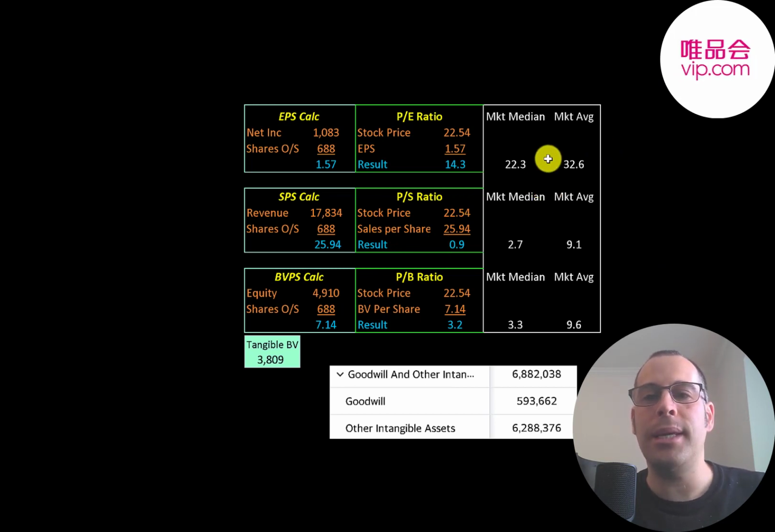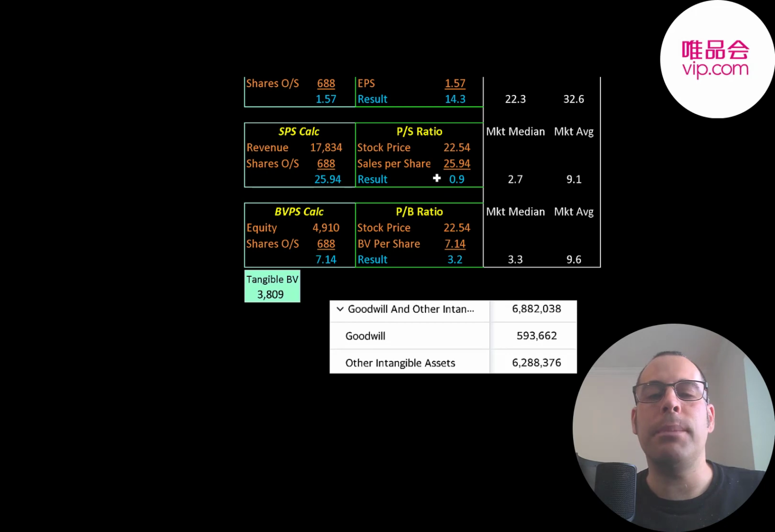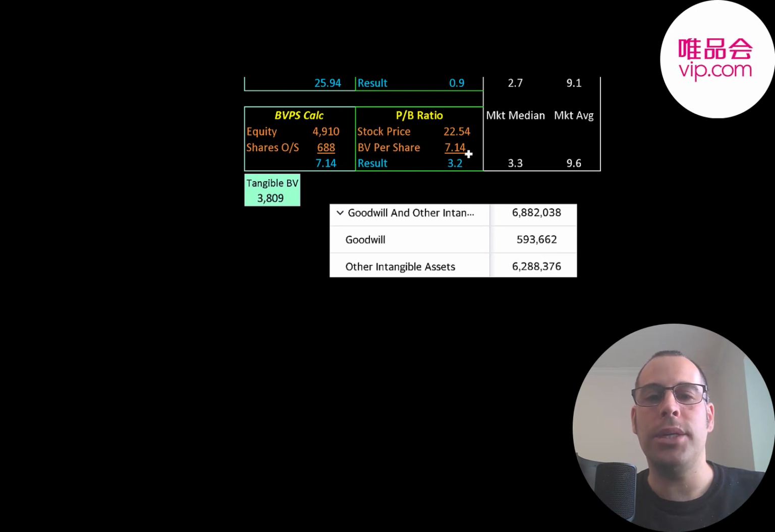The average PE is 33, the median is 22. PE is stock price over earnings per share. To calculate earnings per share, that's net income over shares outstanding. They're at 14.3, which is better than the market median and average. That means investors are paying $14.30 for $1 of earnings. They have an amazing price to sales at 0.9, much better than the market median and average. And their price to book is 3.2, also better than the median and average.